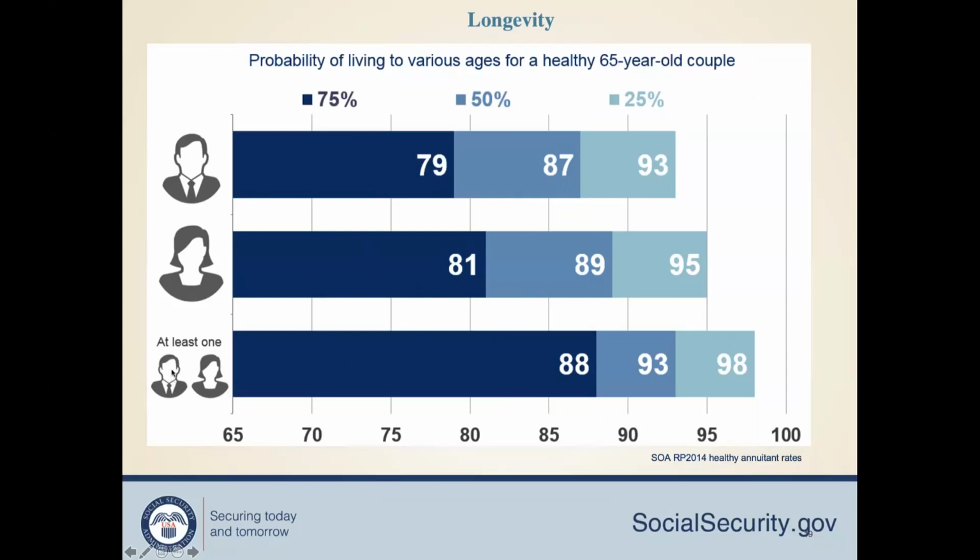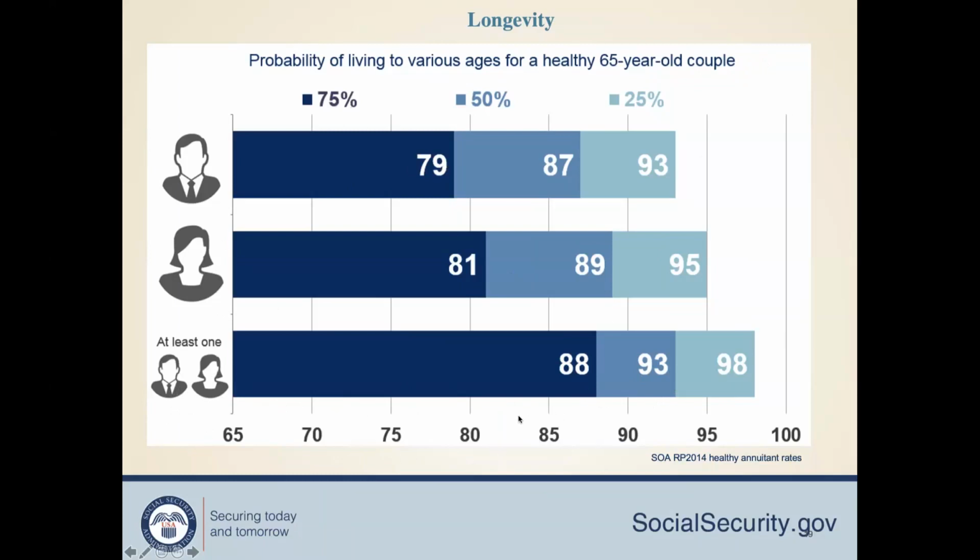But if you look at either or, at least one of them living, then it shoots up to 88, 93, 98. So this is another reason why you should probably wait until 70, because at least one of them is going to live longer, and they are going to collect. It depends on their health conditions and all those things, but that's why it says healthy 65-year-old couple: at least one can live up to 88. There is a 70% chance of that.